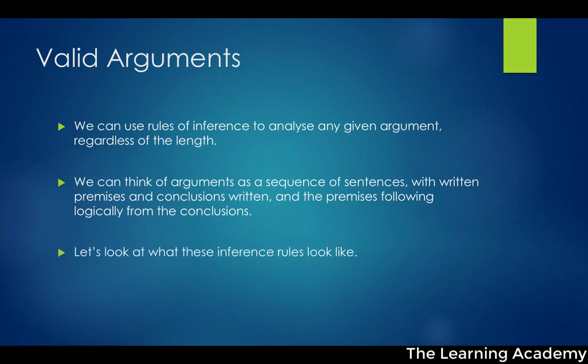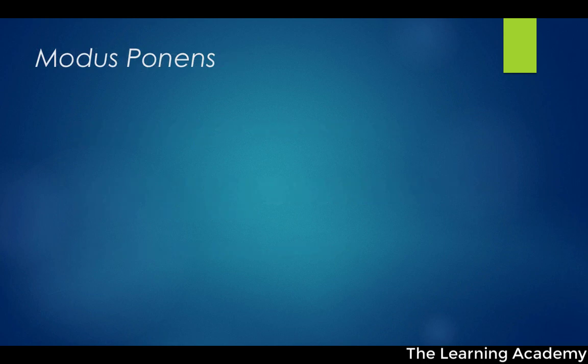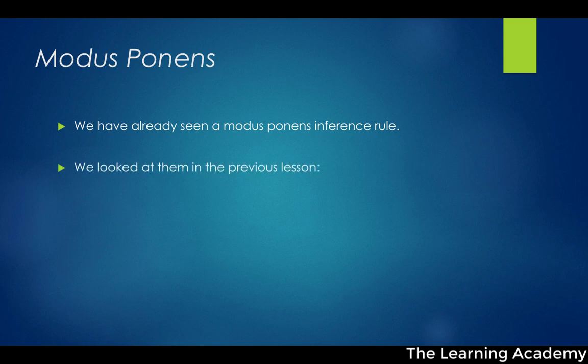So let's have a look at what inference rules look like. We're going to begin by looking at modus ponens, which is a very common way in which we can derive a valid argument. We've actually already seen a modus ponens inference rule. So a modus ponens argument looks a bit like this. Premise 1, if A then B. Premise 2, A. Conclusion, therefore B. This is modus ponens. This is what it looks like. This is the structure of this argument.